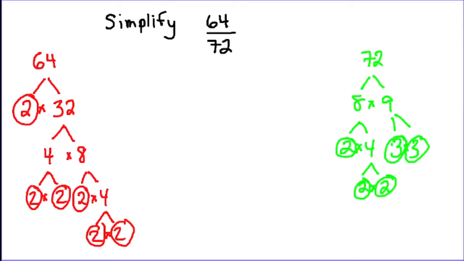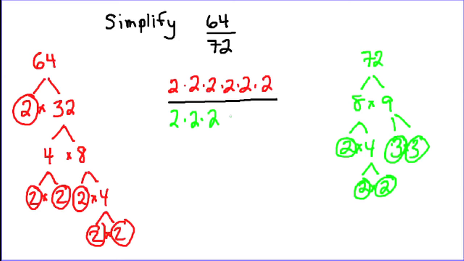So I'm going to put this together now. I'm going to rewrite both the numerator and the denominator in its factorized form. So 64 is 2 times 2 times 2 times 2 times 2 times 2. And on the bottom we're going to rewrite using the factorized form of 2 times 2 times 2 times 3 times 3.